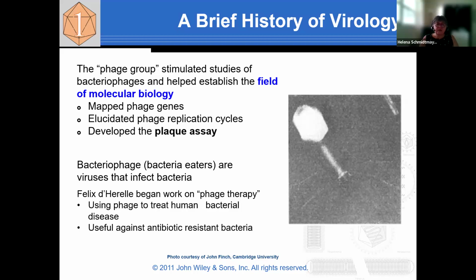Not only did this group of scientists map the phage genome, they also elucidated the replication cycle and developed plaque assays. However, they also revealed the genetic material of bacteriophages, whereas up to that time, you remember, it was still a question of chicken and egg.